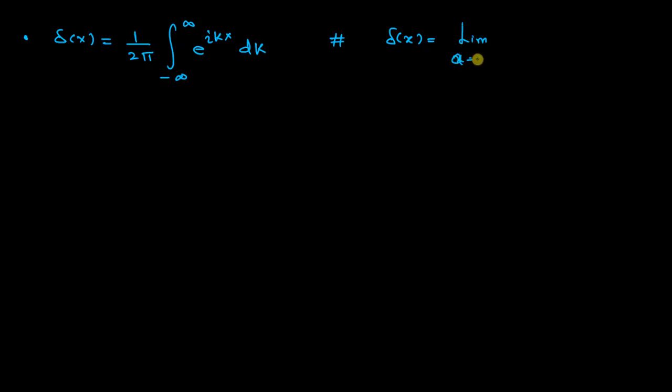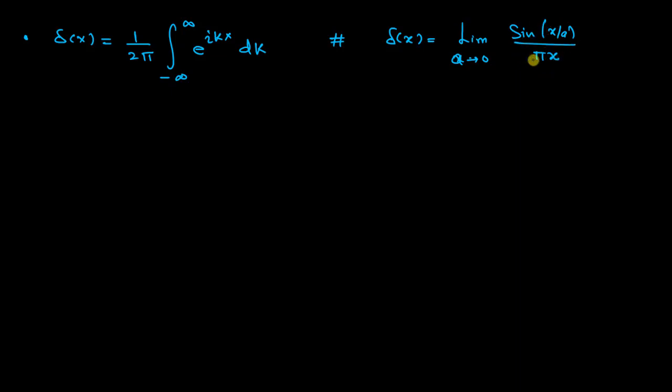So what we have learned through this discussion is that delta x can be represented as 1 by 2 pi integration from minus infinity to infinity of e raised to power ikx dk. So this is one. Or we have seen that delta x can be, from this particular definition, we have come to know that the limit when a goes to 0, sine of x by a divided by pi x, this limit will also give me a delta function.